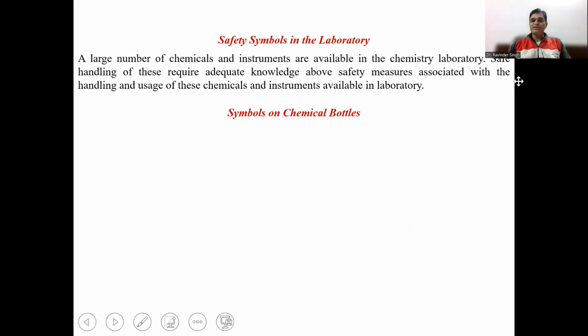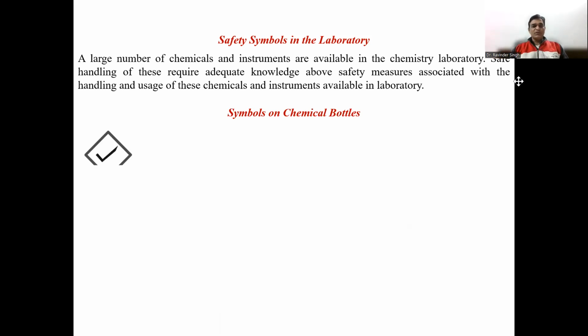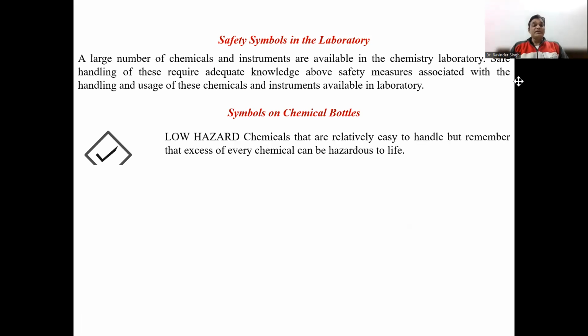The different symbols which are generally provided on chemical bottles. The first symbol, if you see it on any chemical bottle, represents that the chemical is a low hazard chemical that is relatively easy to handle. But remember that excess of every chemical can be hazardous to our life. If we take water in a very large amount, then that can also be hazardous for us. Every chemical has a safe limit.